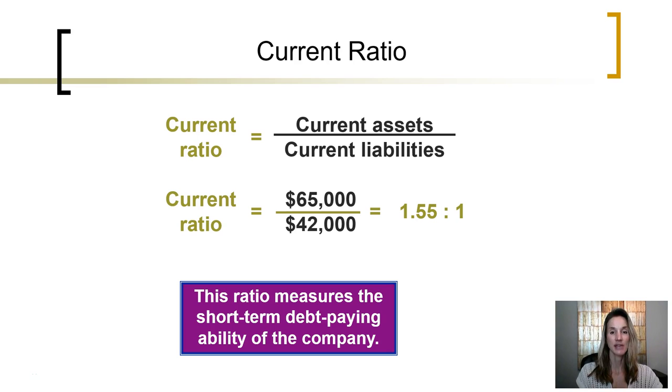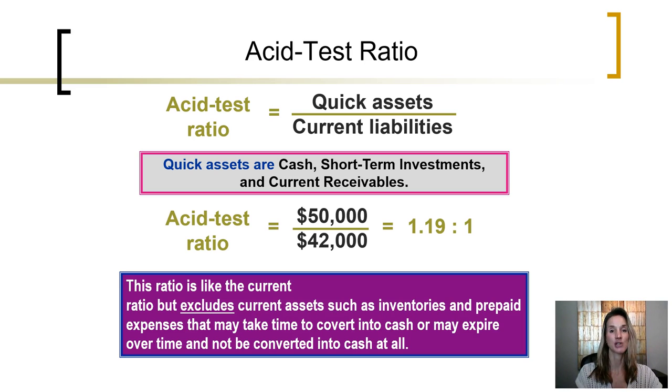The current ratio, calculated current assets divided by current liabilities, measures the short-term debt paying ability of the company. The acid test ratio, quick assets divided by current liabilities. This ratio is like the current ratio, but it excludes current assets such as inventories and prepaid expenses that may take time to convert into cash or may expire over time and not be converted into cash at all. So this really focuses on liquid assets, cash, short-term investments, and current receivables.